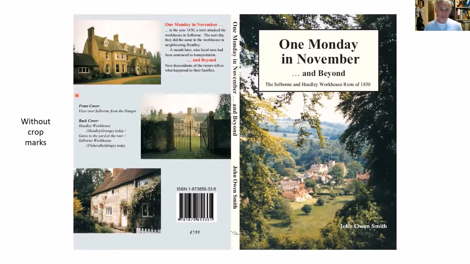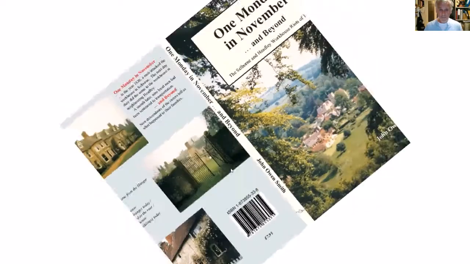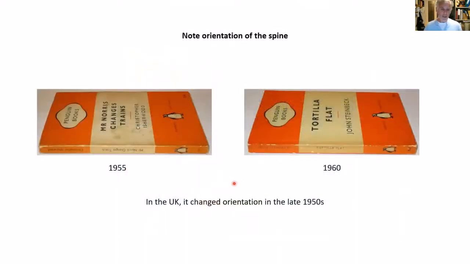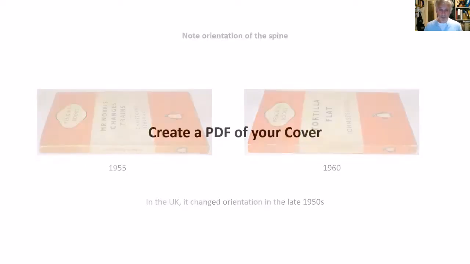Some printers like you to send it with crop marks there, and some printers don't want them. It's up to you. Well, not up to you, actually. It's up to the printer to tell you what they want, and then you have to do what they ask you to do. Now, the spine here, notice which way it is. It's so that if you stack the books face upwards, the spine is readable. Interesting that before the late 50s in Britain, they used to do the spine the other way up. And then in the late 1950s, they changed it so that it's this way up now. In France, they still do it that way. If you look at French books, you stack them face up on a pile in the shop and you can't read the spines because they're all upside down. So anyway, that's just something to bear in mind when you do your spine.